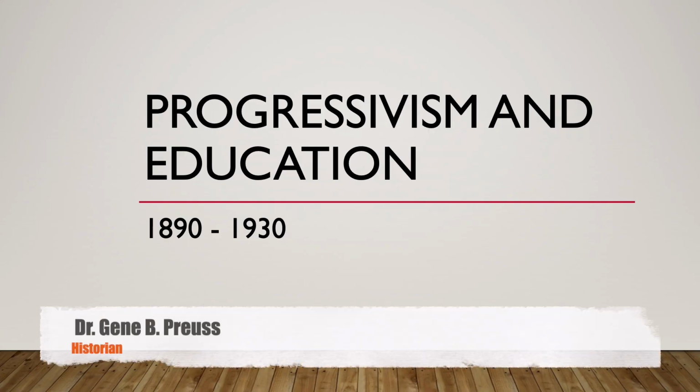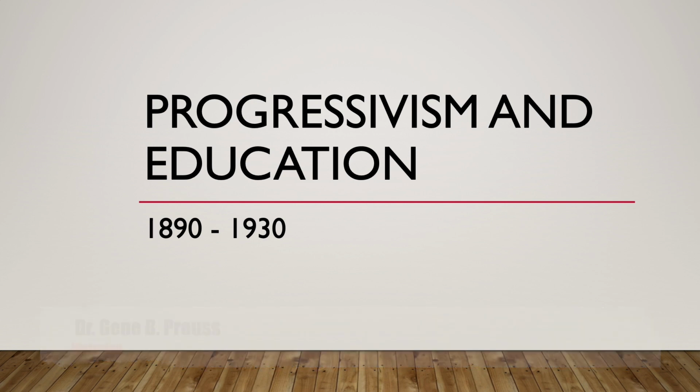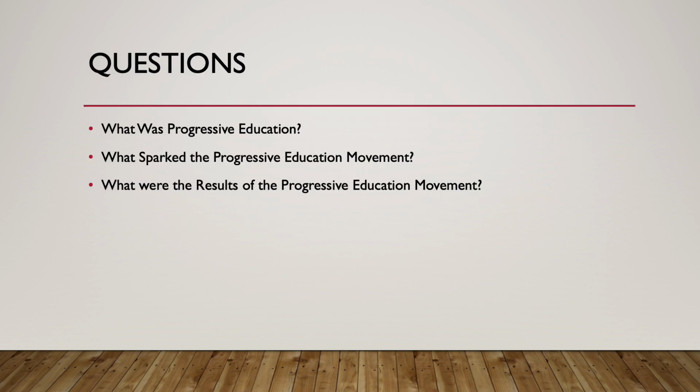In this lecture, we're going to look at a development called progressive education, and this started roughly about the same time as the progressive period, and that's why the name is the same, because progressive education took its name from the progressive period. Roughly, we're going to look at about the 1890s to about 1930.